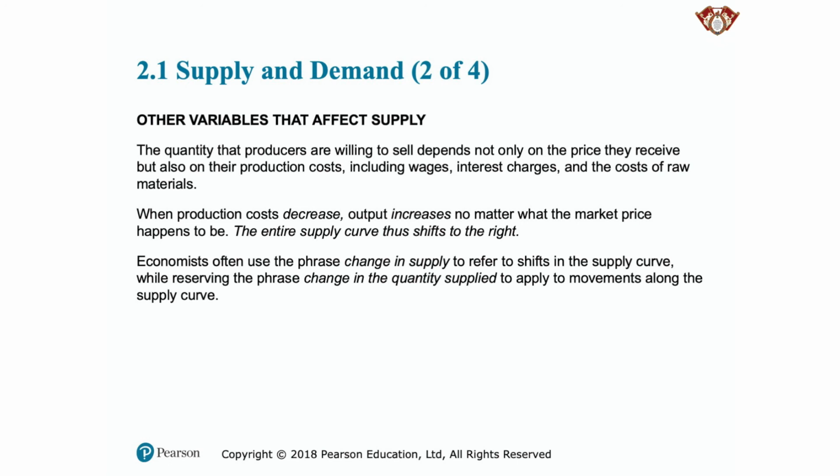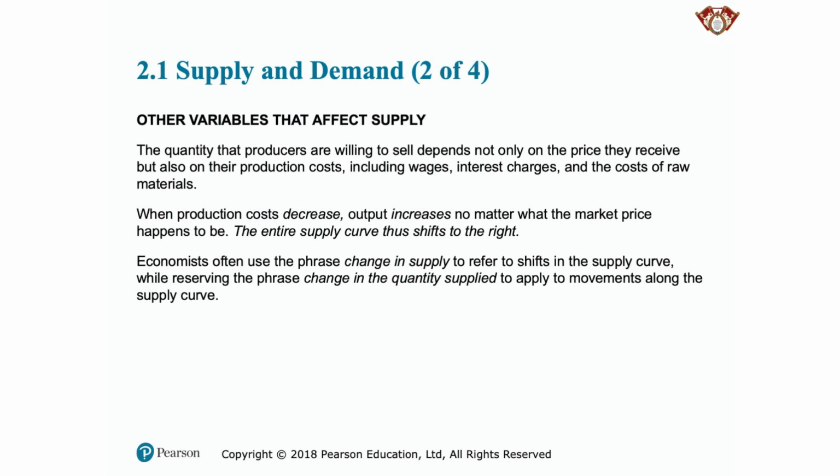So look at other variables that affect supply. So shifters of supply curve. The quantity producers are willing to sell depends not only on the price they receive, but also on their production costs, including wage rates, interest charges, and the cost of raw material. For example, if the wage rate increases, then the supply curve shifts to the left, right? If the cost of raw material decreases, then it shifts to the right.